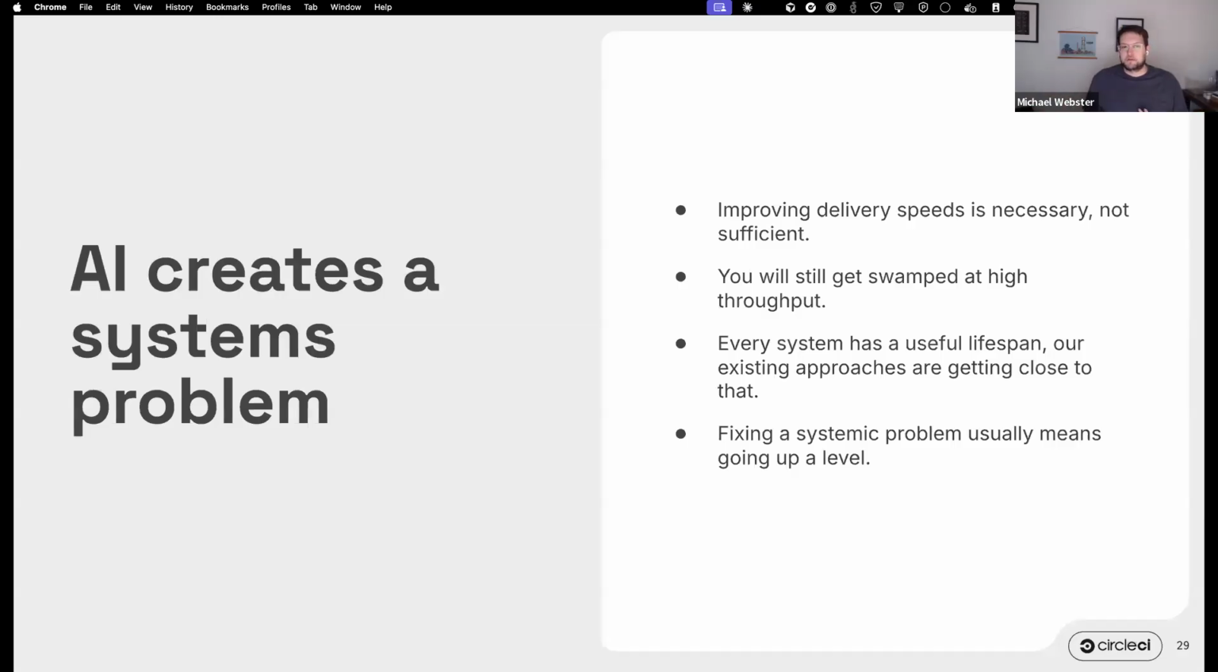So what this leads to is that every system that we've ever built, every technology system, every language, every editor, all of these things have useful lifespans. And our take is that a lot of the existing approaches are getting close to those useful lifespans. Things like code review, approaches to testing, the way that software gets deployed into production, and the amount of gates and bottlenecks and manual actions that have to occur.